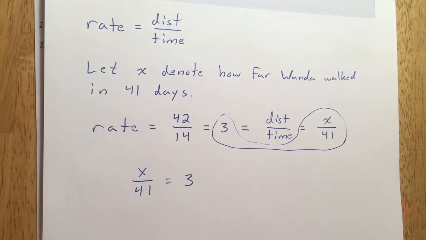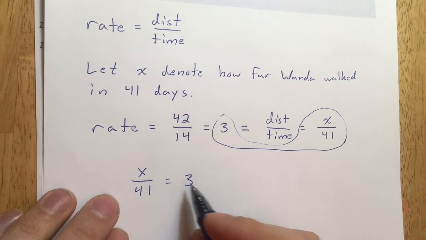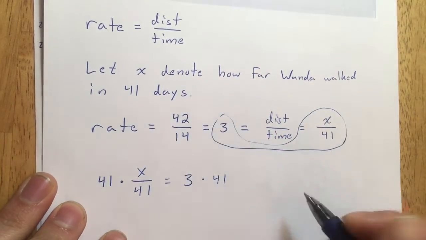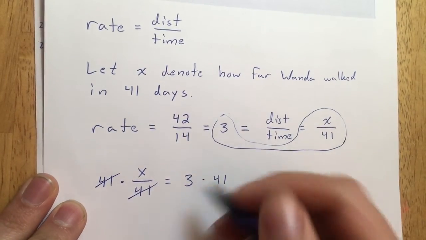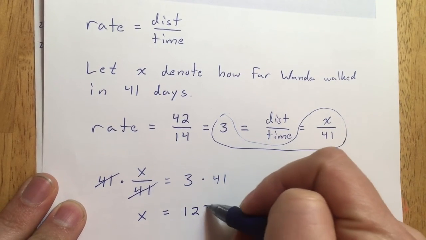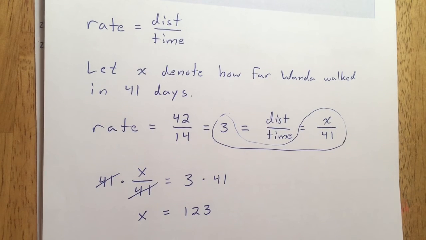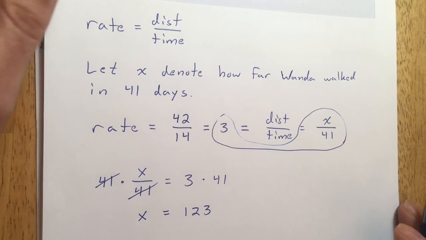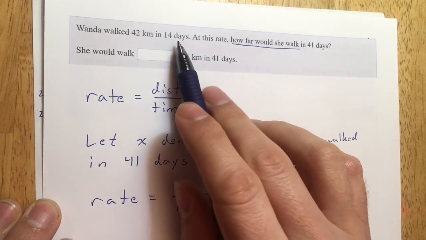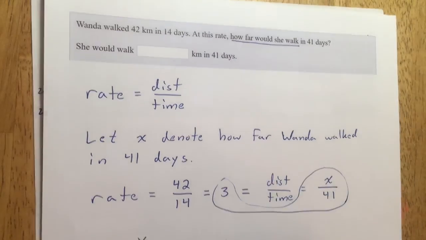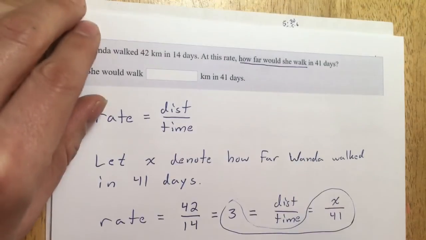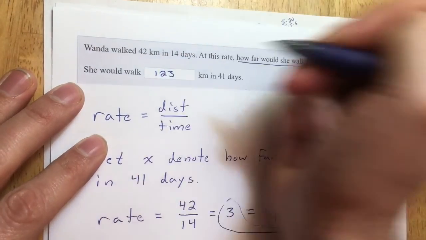So we can now solve that equation. So let's multiply both sides by 41. And we find out that x equals 123. Now let's just keep track of the units here. Distance is measured in what? It's measured in kilometers in this problem. So what we have here is kilometers. So that's the answer to the question, 123 kilometers.